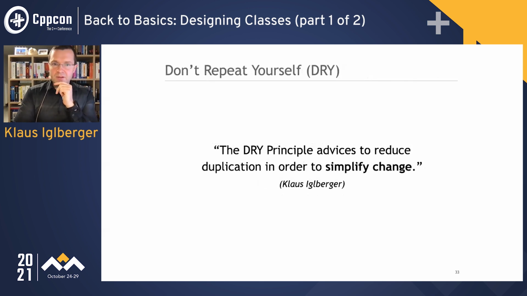And the last one, the DRY principle, the don't repeat yourself principle, advises to reduce duplication in order to simplify change. Because obviously, if you duplicate code, you might have to change things in many places. And that carries this enormous risk that you forget one place, that you introduce some kind of inconsistency or just bugs. And that, of course, is something that makes it so much harder to deal with the software. So duplication is definitely something that we should reduce as much as possible. Especially the complex things should be implemented exactly once.